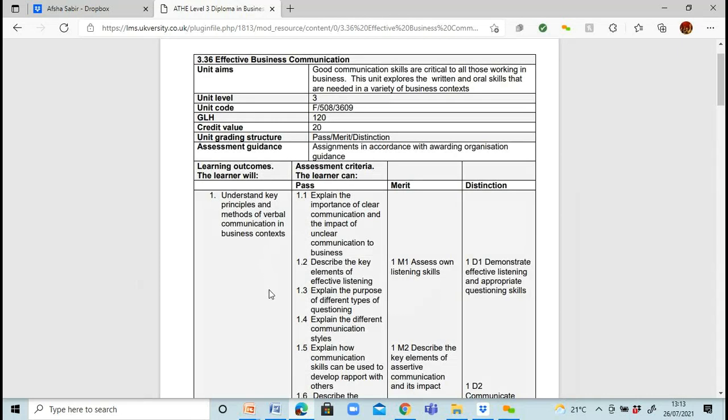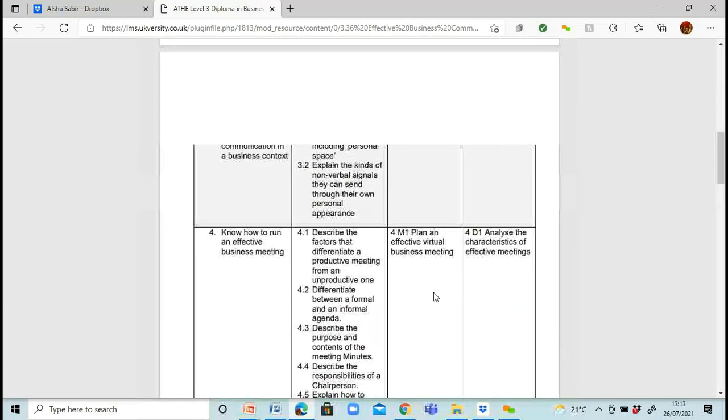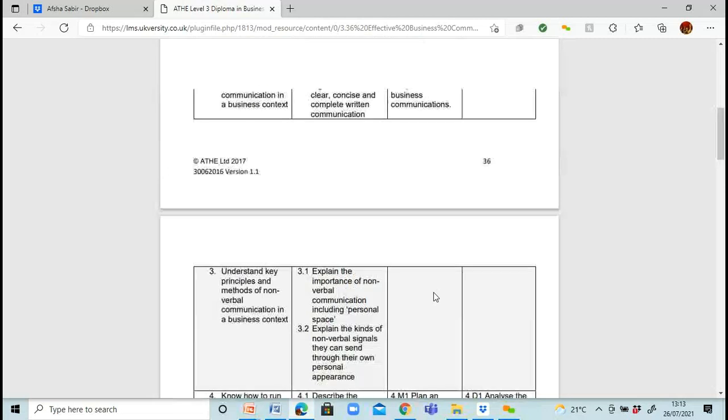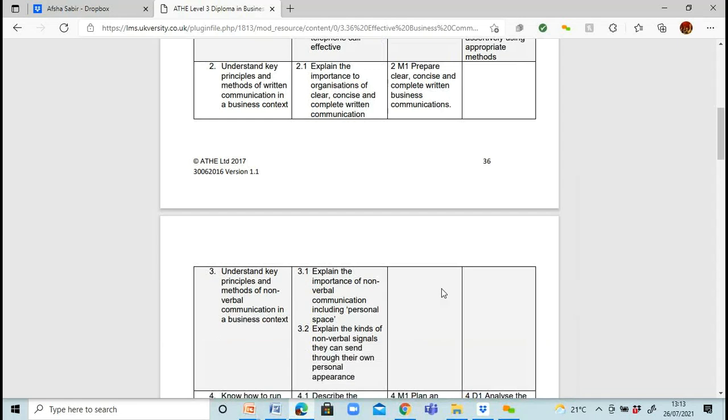So the first learning outcome is understand key principles and methods of verbal communication in business contexts. Oops, I've gone too fast. I always do this. There you go. Number 2 is understand key principles and methods of written communication in a business context. Learning outcome 3 is understand key principles and methods of non-verbal communication in a business context.